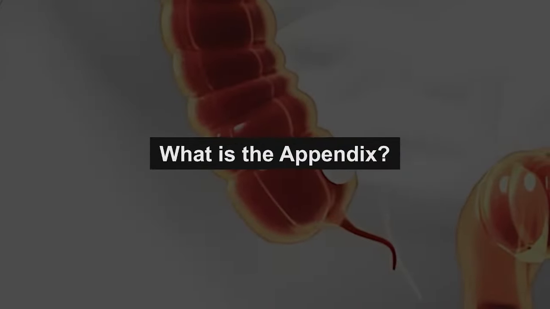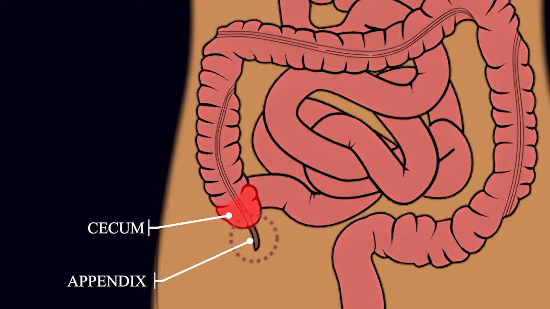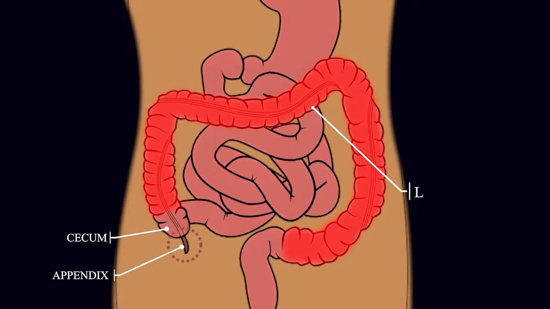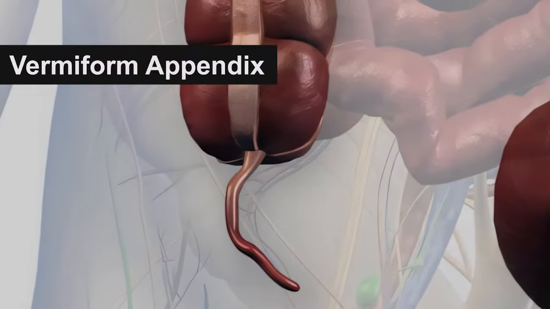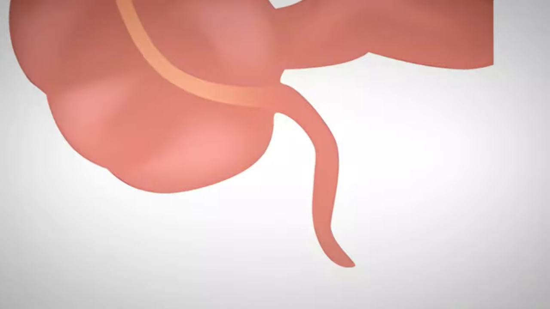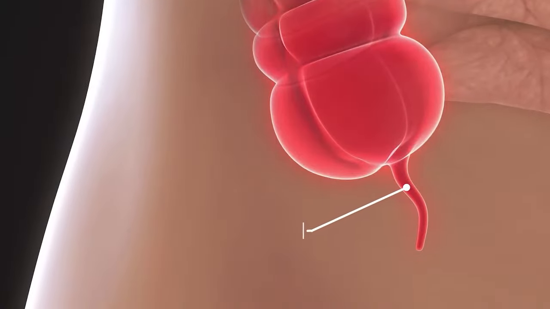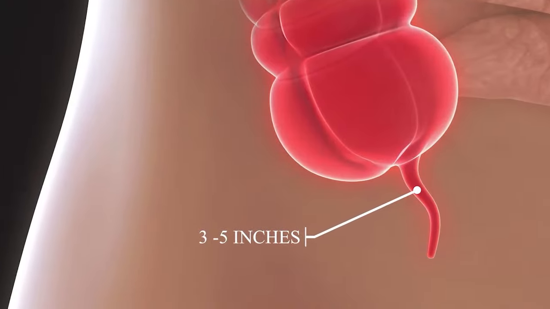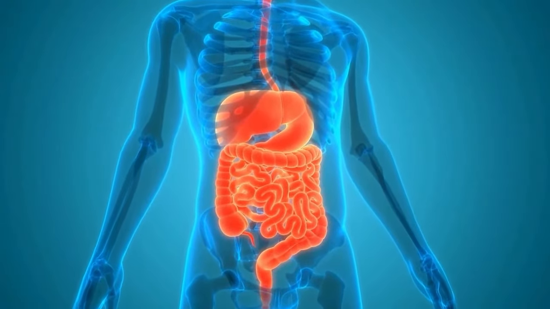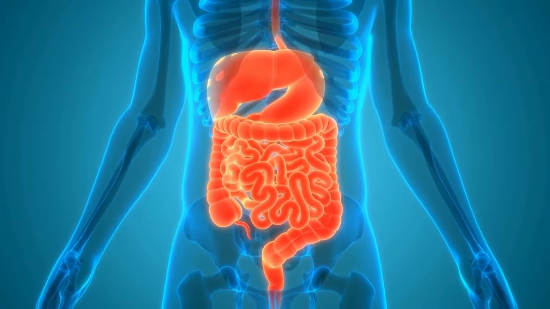What is the appendix? The appendix is a small, tube-like structure that sticks out from the cecum, which is the first part of the large intestine. It's found in the lower right side of your abdomen. In medical terms, it is called the vermiform appendix, which means worm-shaped appendix because it looks like a small worm or finger. It is usually 3 to 5 inches long. Even though it's tiny and doesn't play a big role in digestion like the stomach or small intestine, its structure and position tell us a lot about its past and maybe even its purpose today.